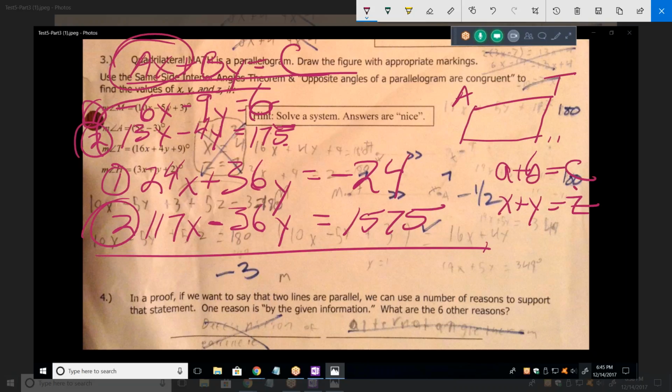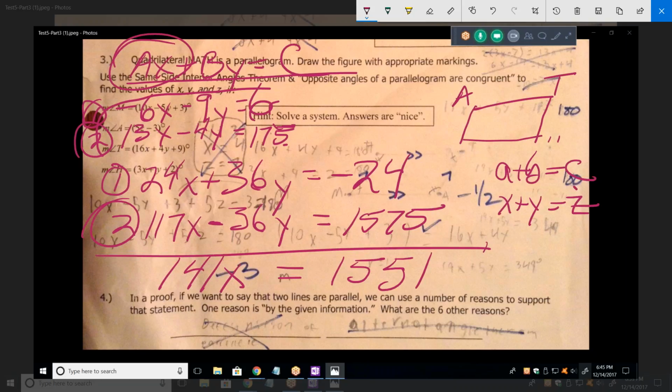So you're left with 117x plus 24x plus 36y. Give me that answer. I know that we're adding them. Okay. What's 24x plus 117x? 141x. Okay. Y's disappear. We don't have any more y's. Equals 1,551. Good. You did that in your head, not on a calculator.